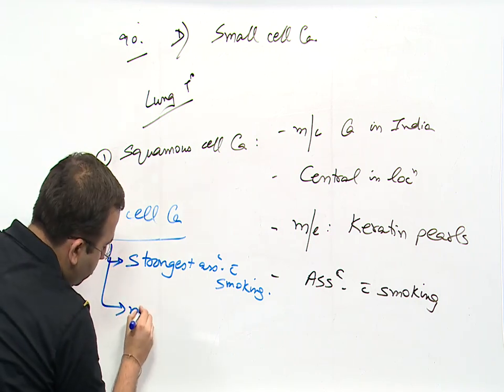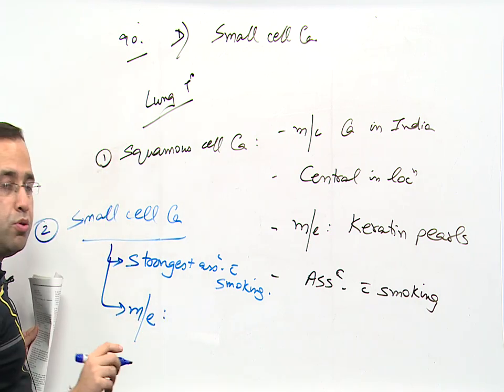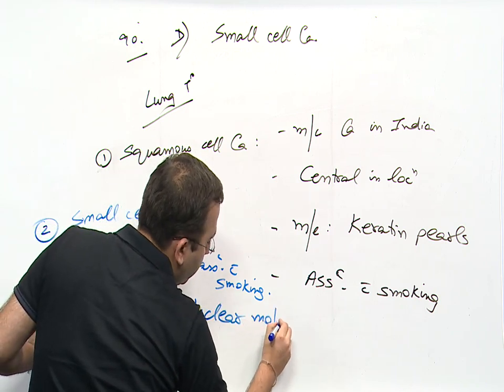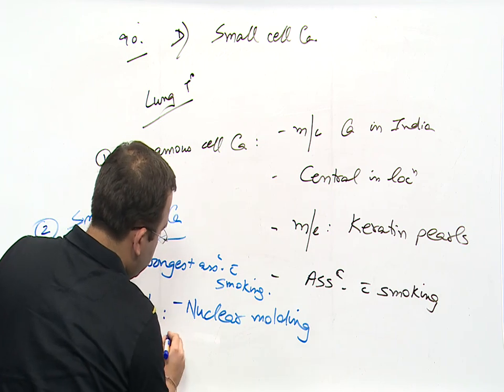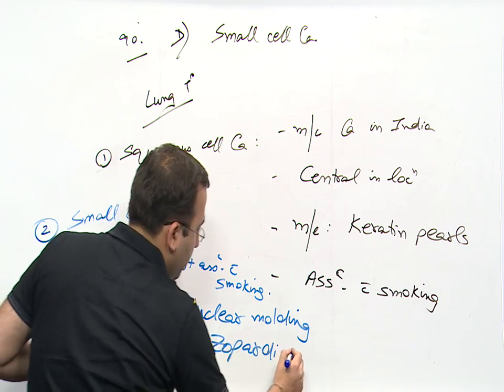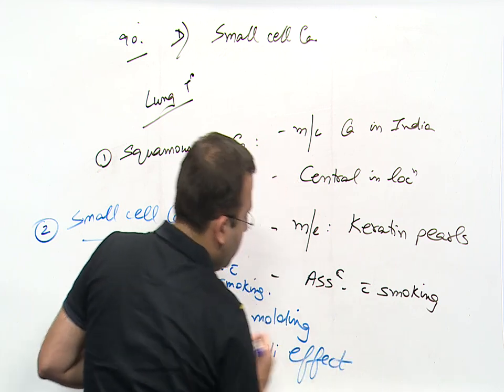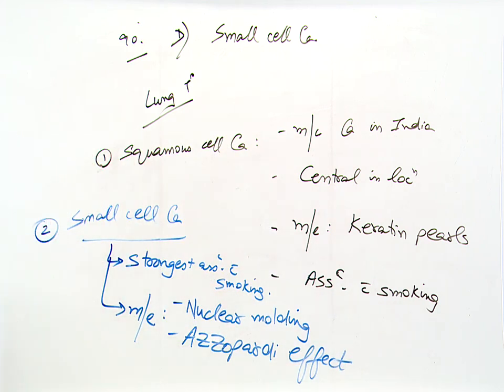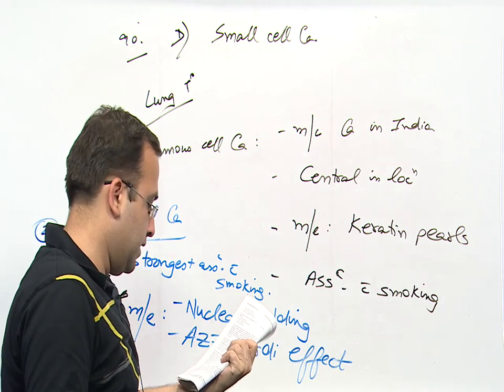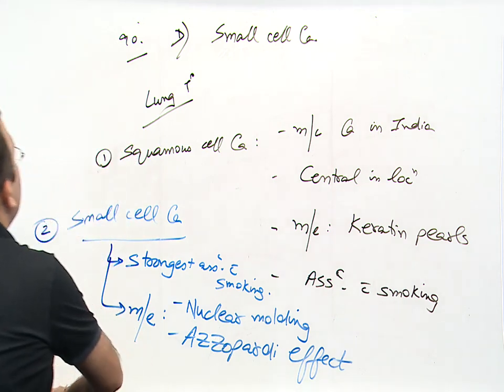Next point, microscopically small cell carcinoma shows two features: nuclear molding and the Azzopardi effect. So the answer to the question is small cell carcinoma of the lung.